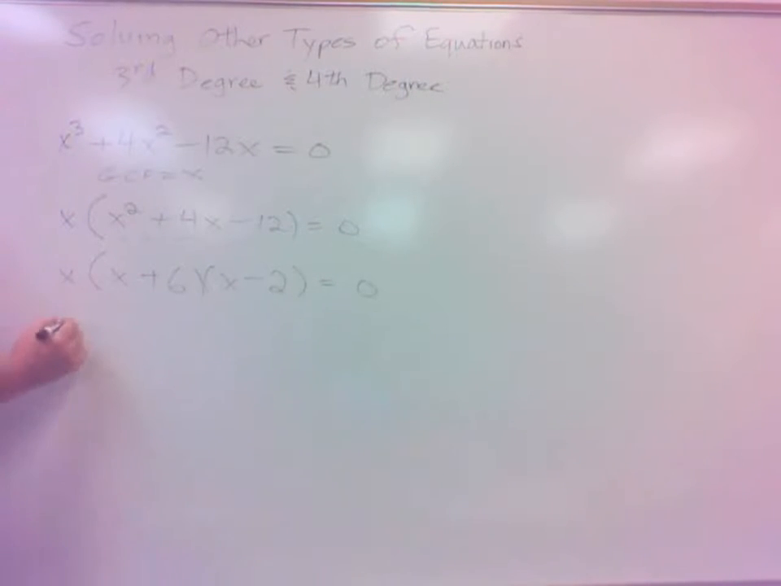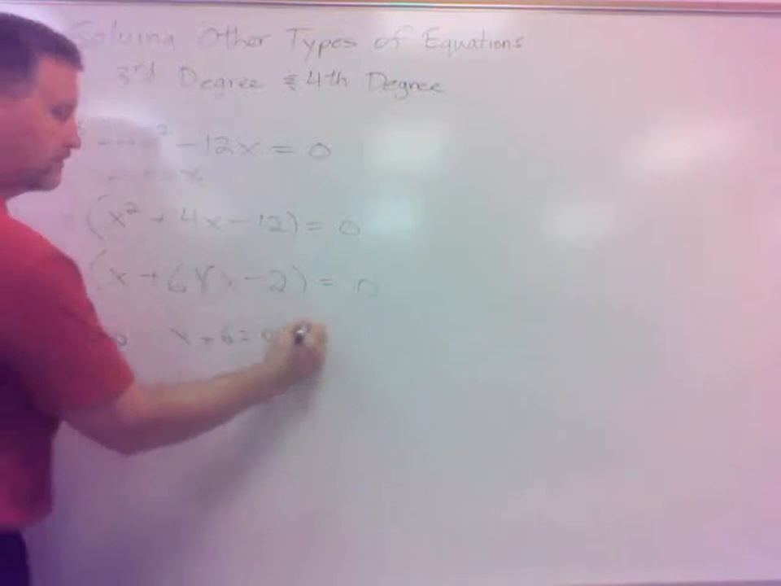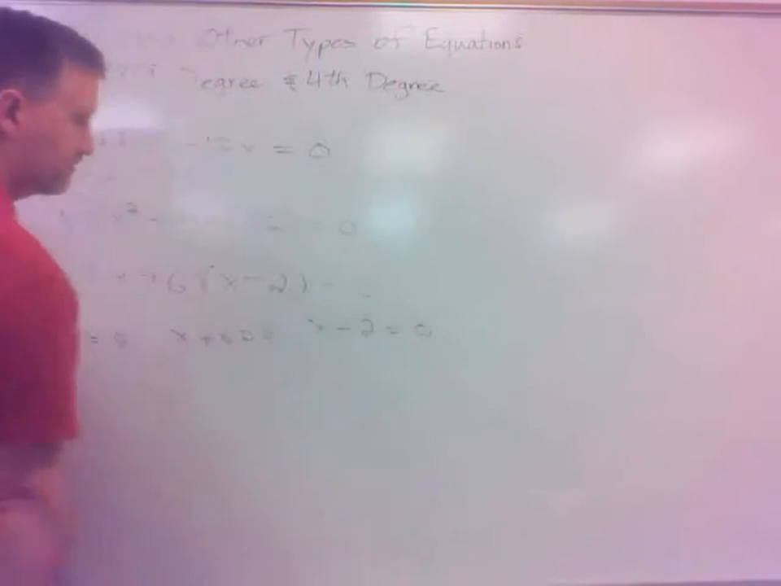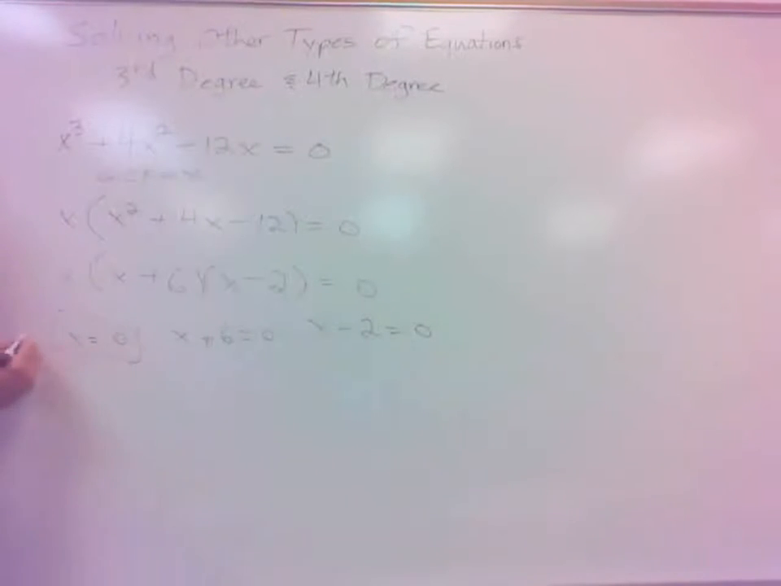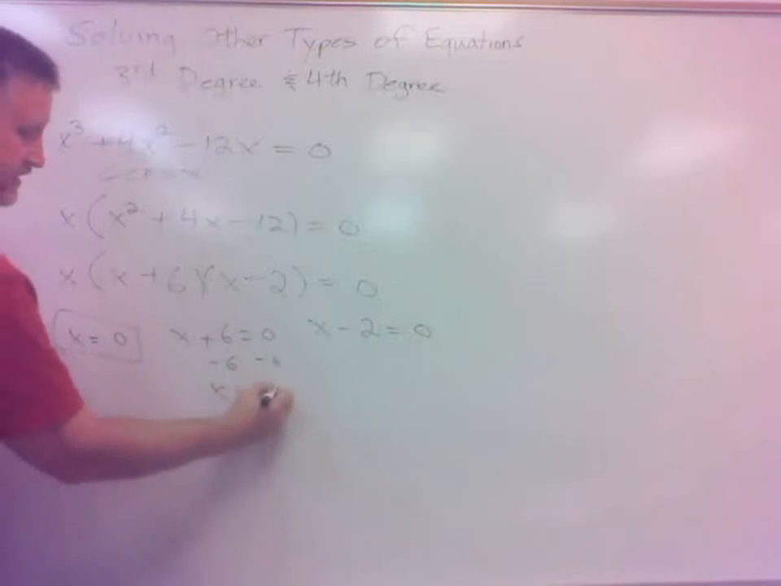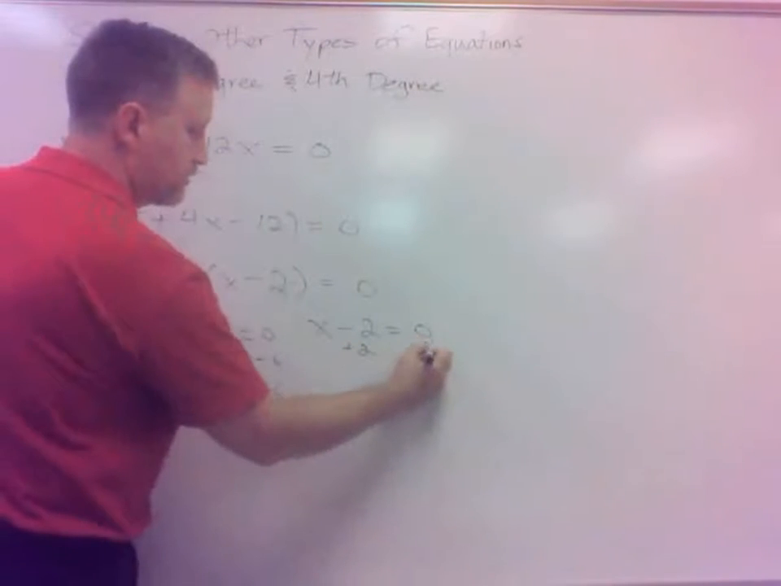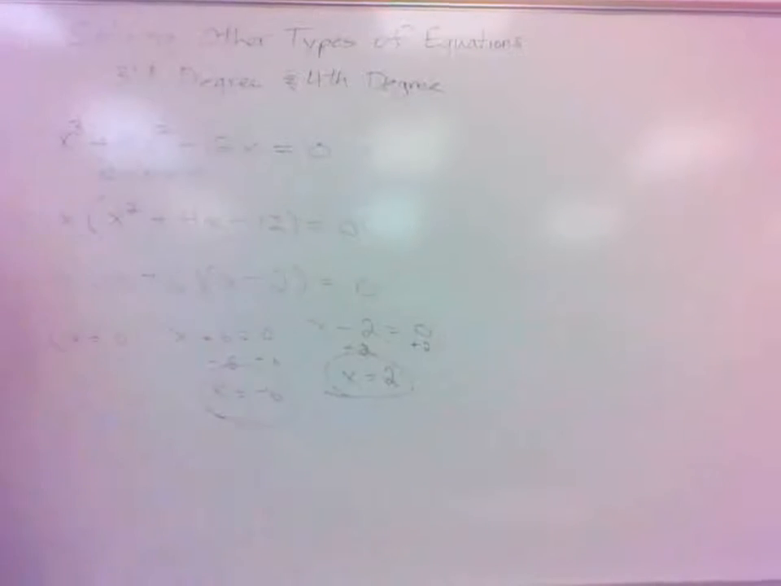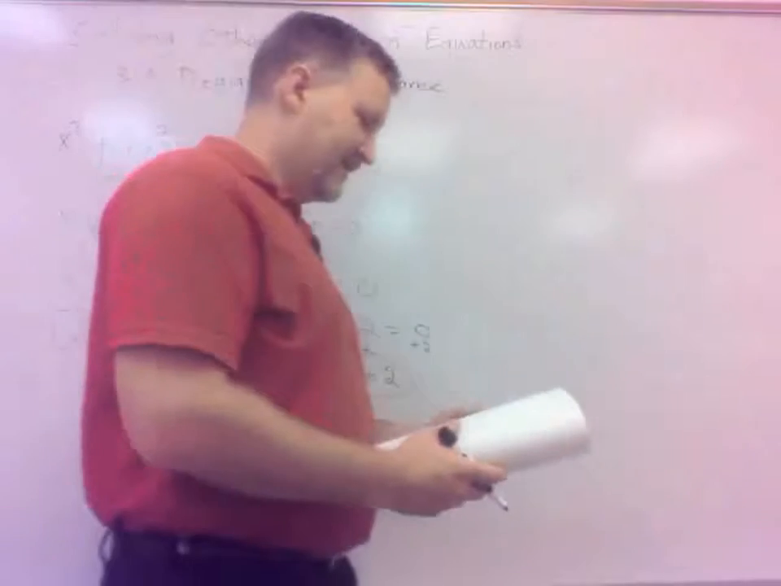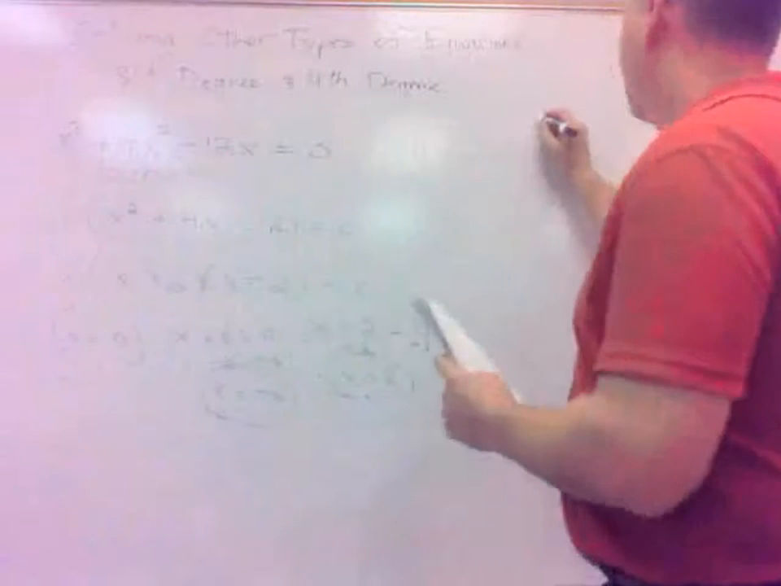And then it's just a matter of setting each factor equal to 0, just like before. Now we have 3 factors, so we set each one of those equal to 0. This one's done, solved. X is 0. This one, subtract 6, so we get x is negative 6. Add 2 to both sides, so we get x is 2. And we might note that this is a third degree, and how many solutions did we get? We got 3. Okay, that matches up.